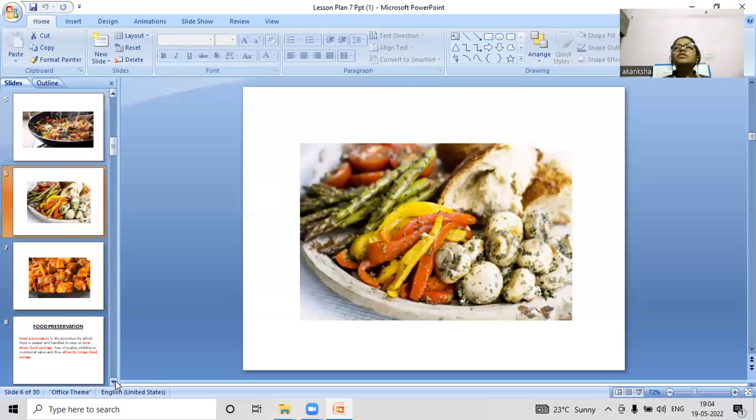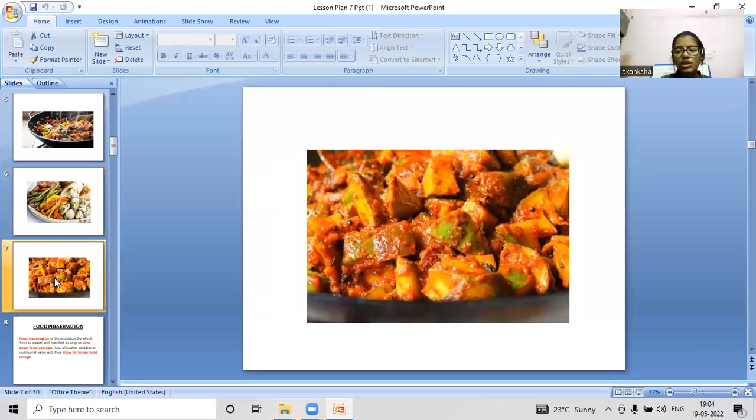We can conclude from both of these pictures that if we keep food for a longer period of time, then it gets spoiled. But what about pickles? We keep pickles for a year or sometimes 2 years also, but they do not get spoiled. Why does it happen that pickle does not get spoiled, whereas the normal food that we eat, if we keep it for a longer period of time, will get spoiled? Any answers from your side? Yes, very good. Because we are adding preservatives to it.